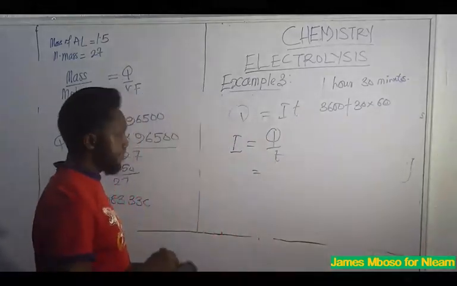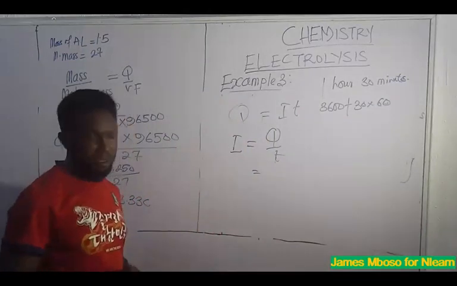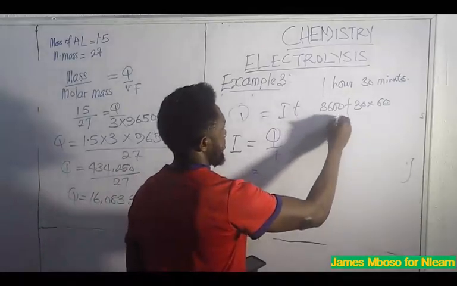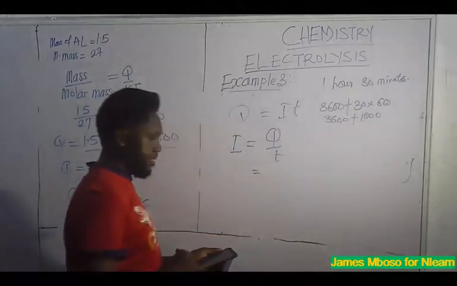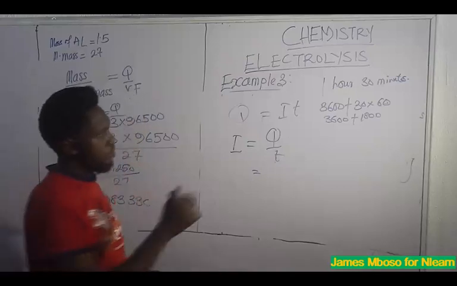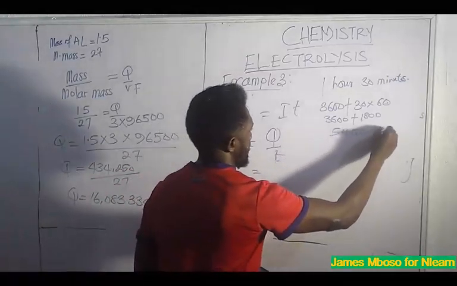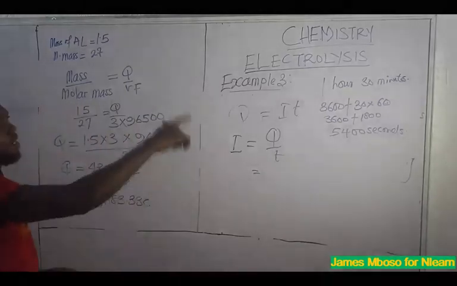So we have 30 times 60. That will give us 1,800. We multiply it by the seconds. So we have 5,400 seconds. So we have 5,400 seconds in 1 hour 30 minutes.